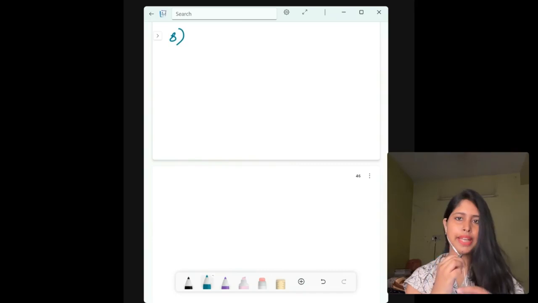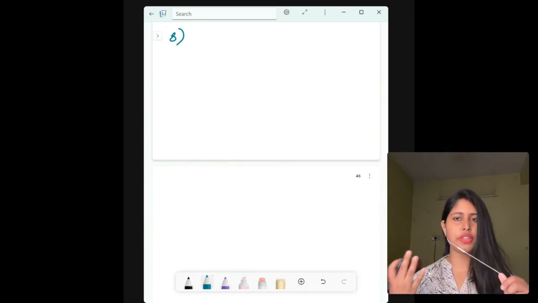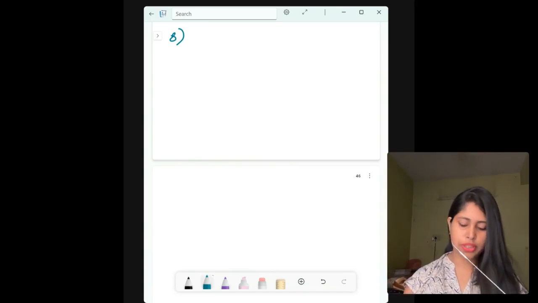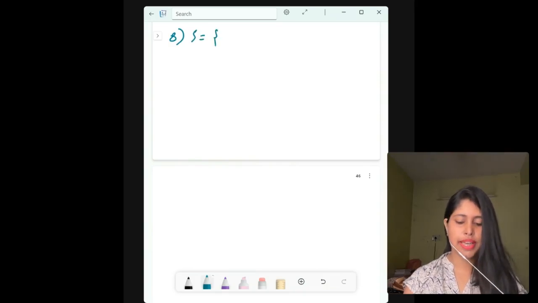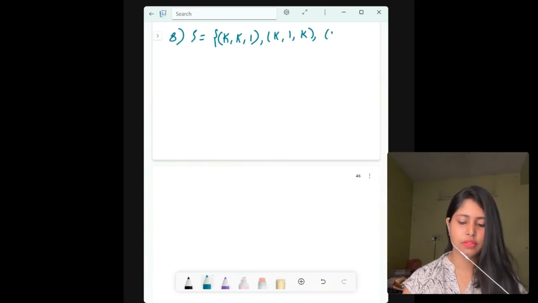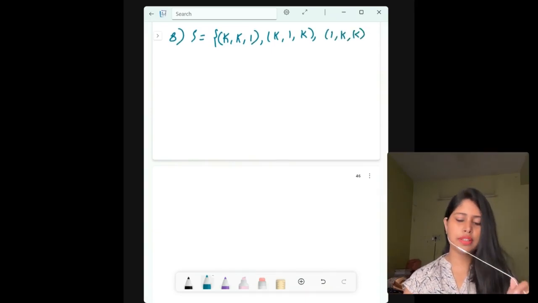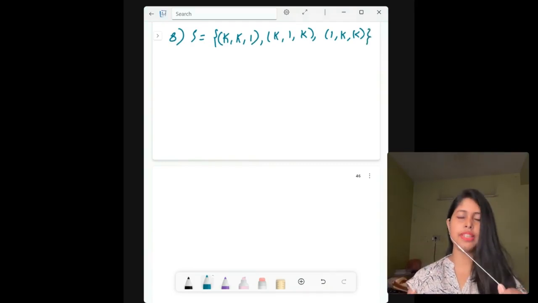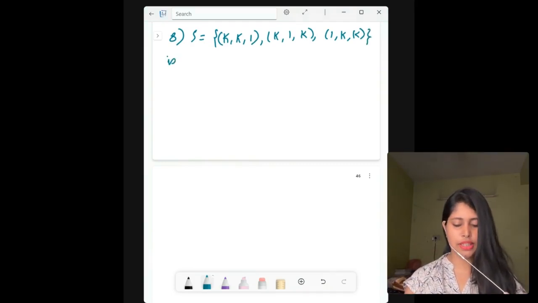Now question number 8 is, in the same way, we are given that the set S is linearly dependent, and we need to find K. Okay, so what is the set? I'm directly writing the set. Set S is equal to K comma K comma 1, the next vector is K comma 1 comma K, and the third vector is 1 comma K comma K. Okay, so we know that this is linearly dependent and we need to find K.